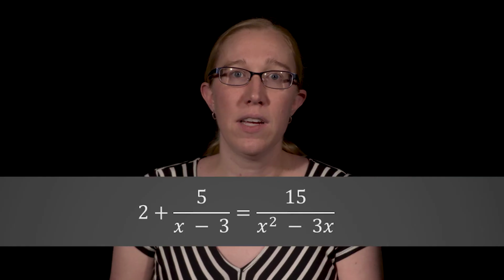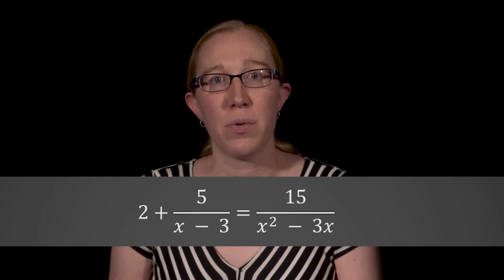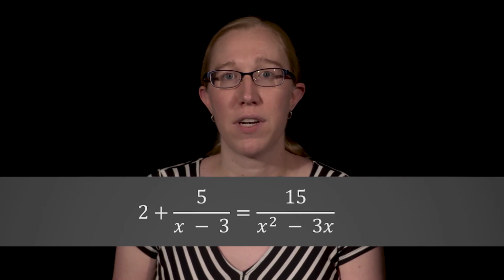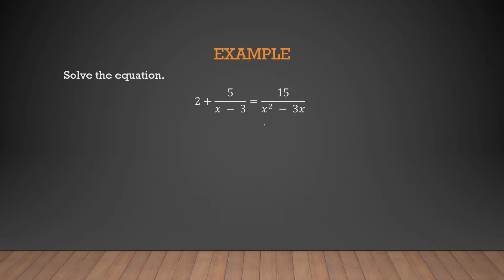solutions. Here's an example. Let's solve the equation 2 plus 5 over x minus 3 equals 15 over x squared minus 3x. The first thing I notice is that on the right side of this equation, I can factor an x out of the denominator. So we get x times x minus 3.